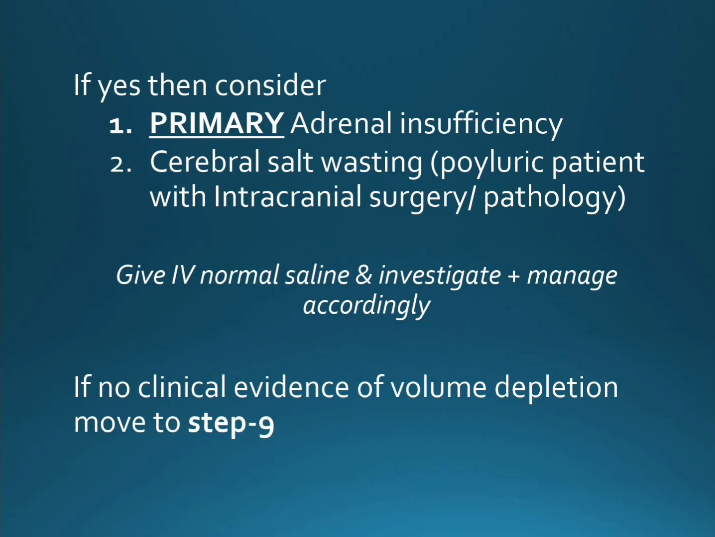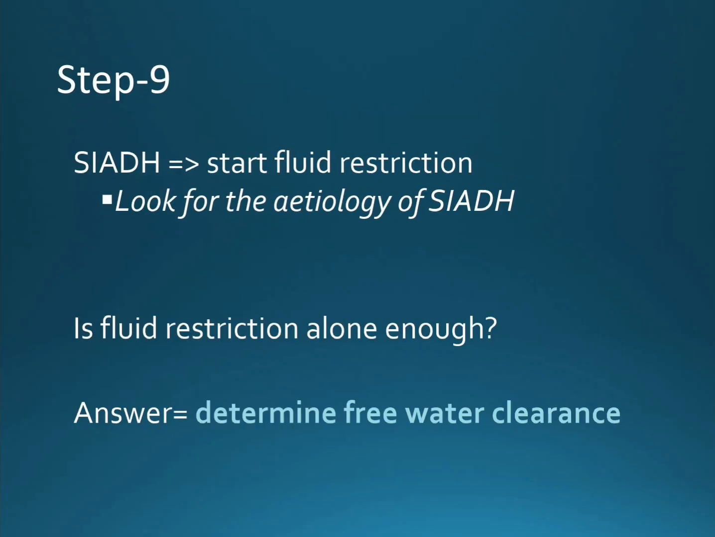The urine sodium is more than 25. Why? Because in cerebral salt wasting, there's salt coming out in the urine. So it's expected for the urine sodium to be more than 25. Now, if the urine sodium is more than 25 and there is no evidence of clinical volume depletion and there is no suspicion of effective arterial blood volume reduction, then you move to step 9.